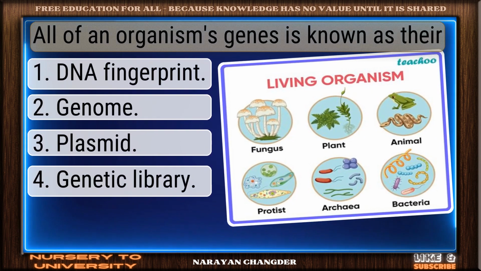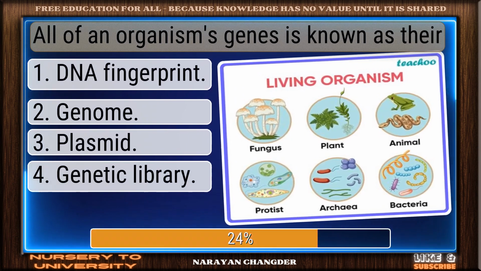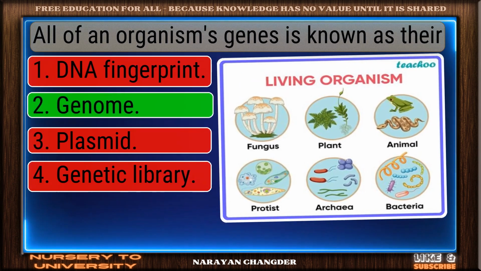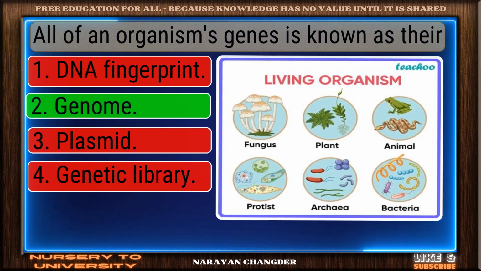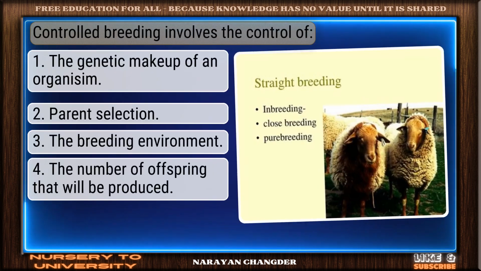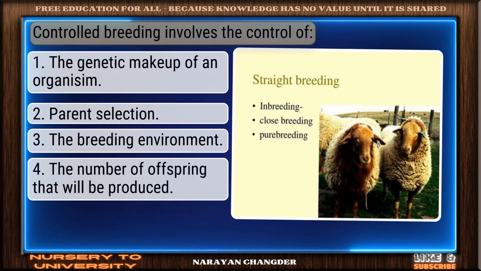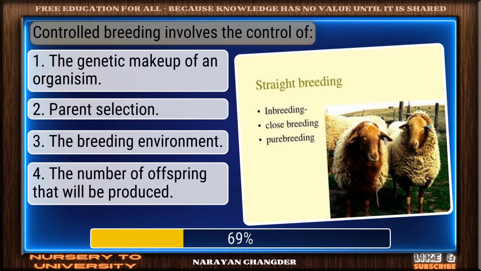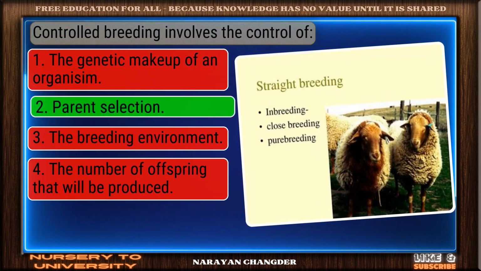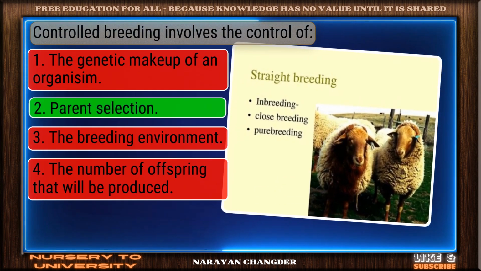All of an organism's genes is known as their... Excellent. Genome is a brilliant choice. Controlled breeding involves the control of... Great job. Parent selection is the accurate answer.